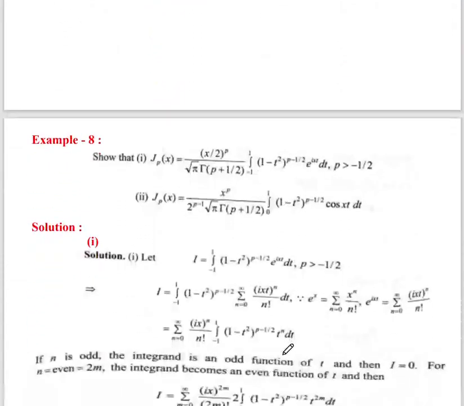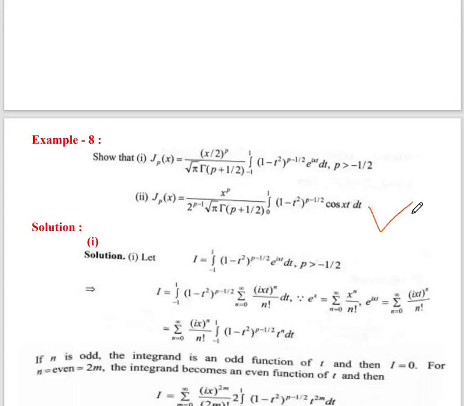Now we will see example number 8. Show that J p of x equal to x upon 2 to the power p upon root pi gamma of p plus 1 by 2, integral from minus 1 to 1 of 1 minus t square to the power p minus 1 by 2 e raised to power i x t dt, where p is greater than minus half.